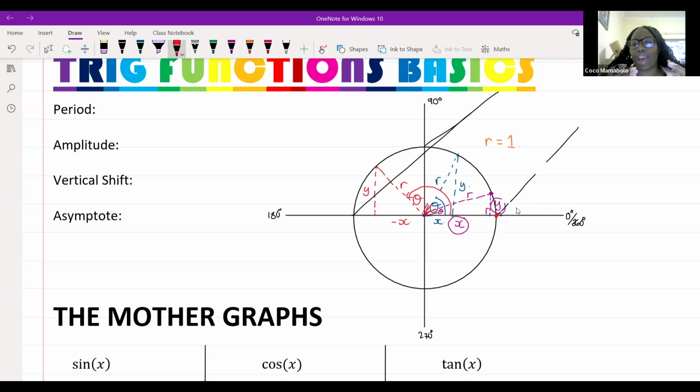So instead of us drawing all of that in a circle, what we can do is turn our 360 degrees into a flat line. Therefore, we can see what's happening to each of our x's and our y's and our r value at every point from 0 up until 360 degrees.